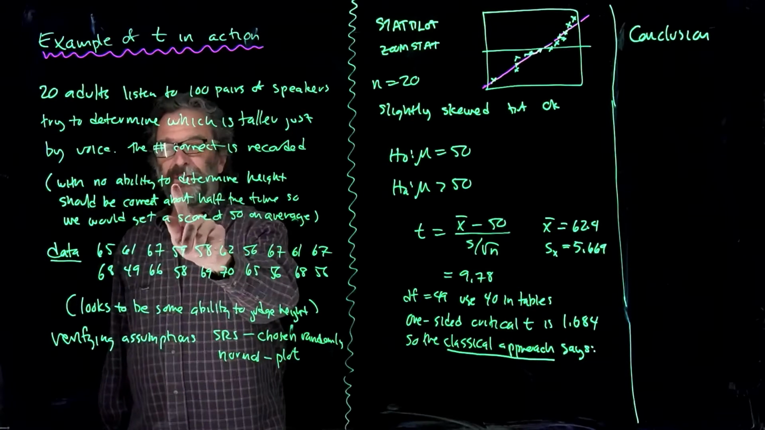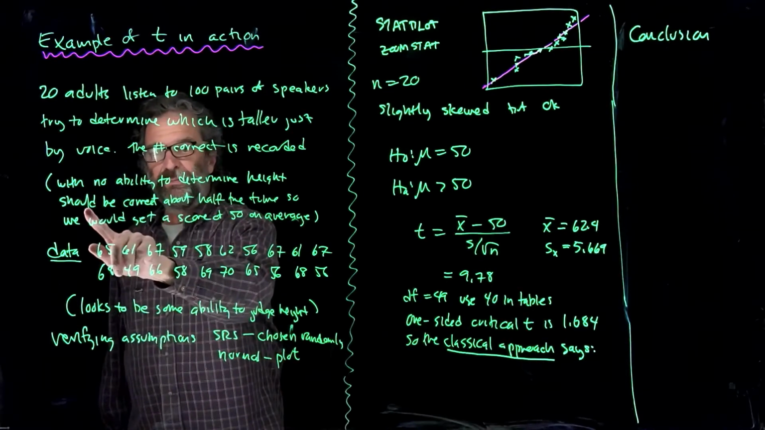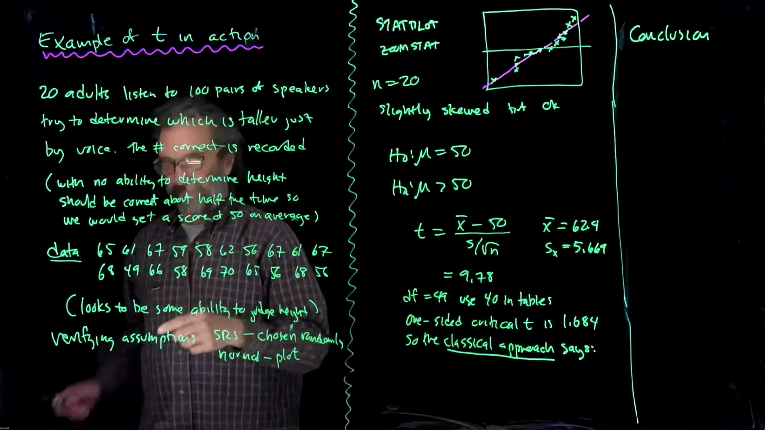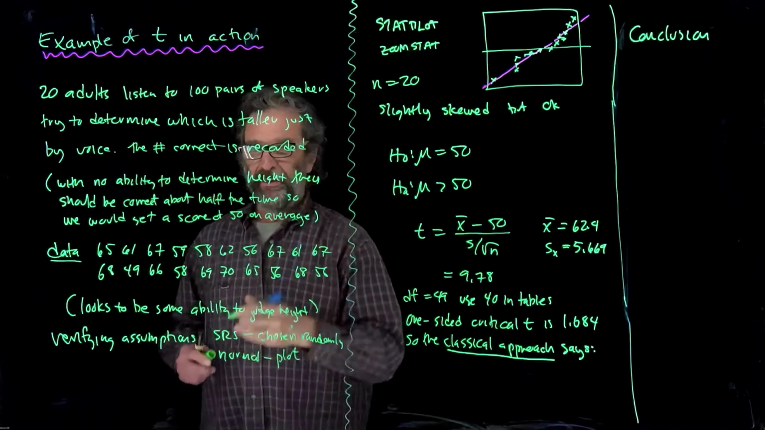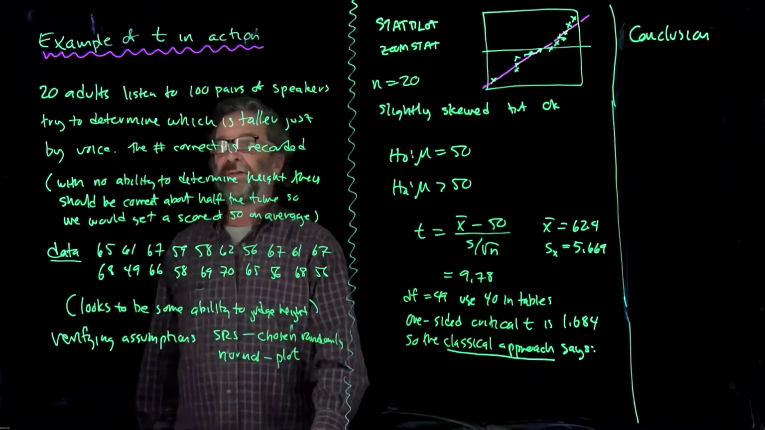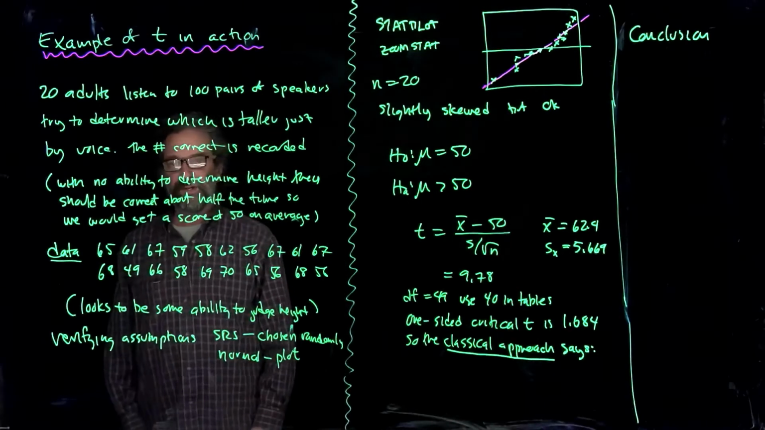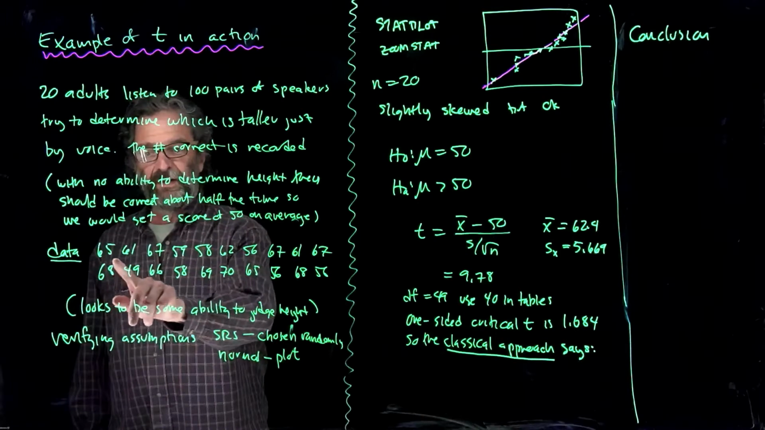With no ability to determine the height, we should find that they're correct about half the time. I guess I put they should be correct, maybe. Half the time, so we would get a score of 50 on average. So here's the 20 adult scores for the 100 pairs. So of the 100, the first person got 65 correct, and so on.